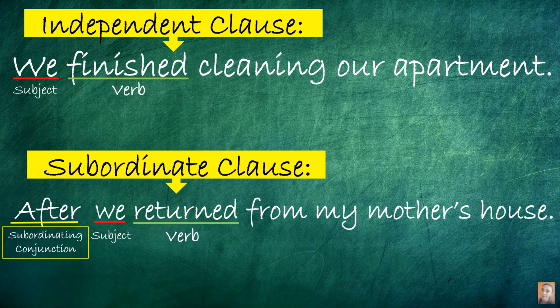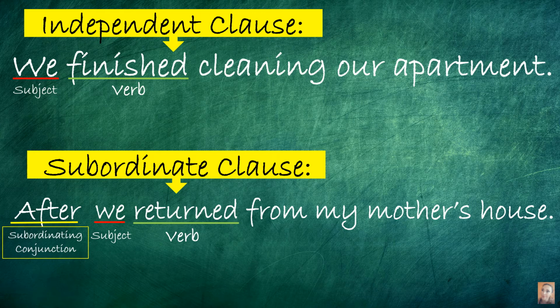Example number 1. We finished cleaning our apartment. We is a subject. Finished is a verb. As you can see, this clause is independent because it has a subject and a verb, and it can stand alone as a complete thought.